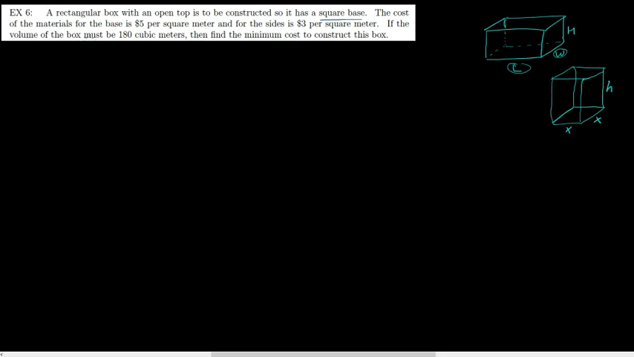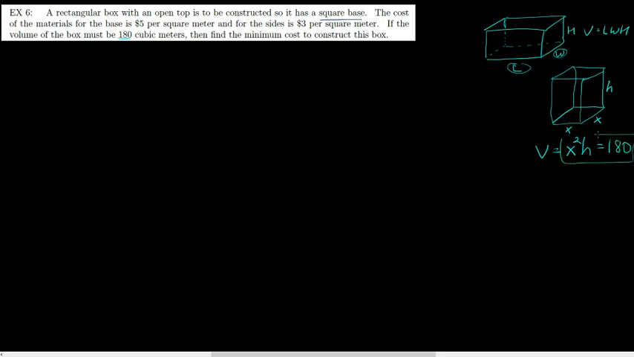So what do we need? We need the cost and also the volume of the box. I hope you know how to calculate the volume of a box. Well, in general, it's length times width times height. But in this case, the length and the width are equal, so x times x times h, or just x squared times h. Now, what do we know about the volume? It has to equal 180 cubic meters.